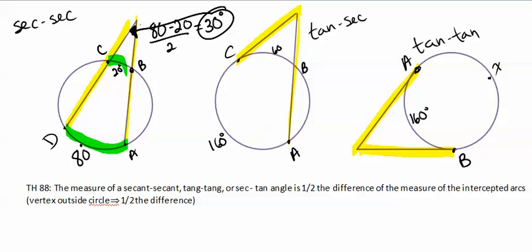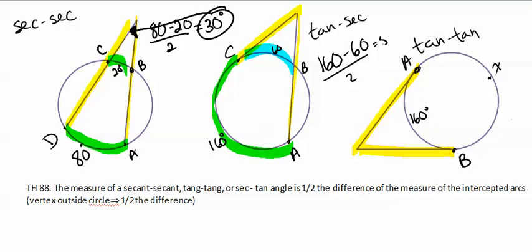You do the same thing with tangent-secant. You're going to take the difference between the two arcs that are formed by the two lines. So you're going to take this outside arc, which is CA, and subtract 60 degrees, the measurement of arc BC. So 160 minus 60, divided by 2, and that gives you 50 degrees. So that will be the angle formed by those two lines.